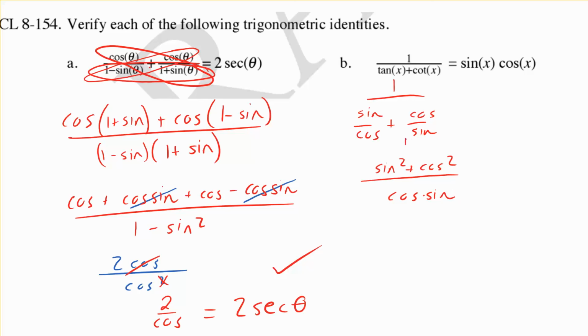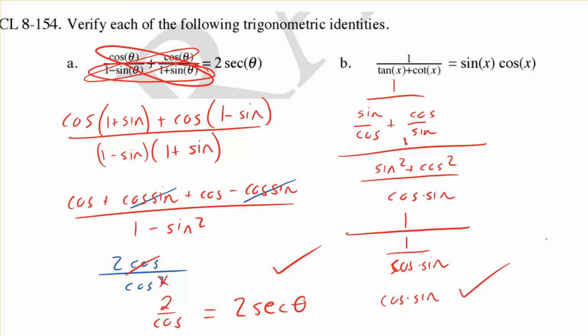And oh yeah, let's not forget that it's 1 over that whole thing. So now I've got 1 over sine squared plus cosine squared is 1 over cosine sine. Do the reciprocal. Cosine sine. Really not that bad.